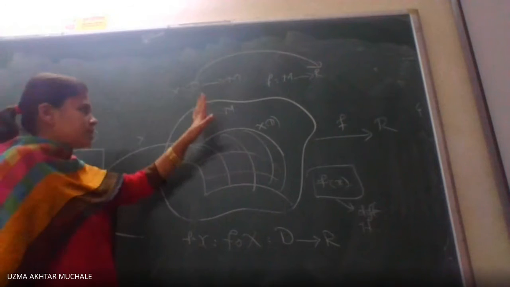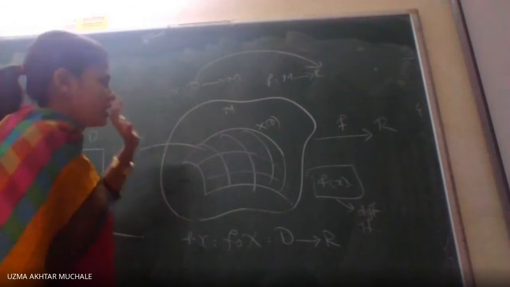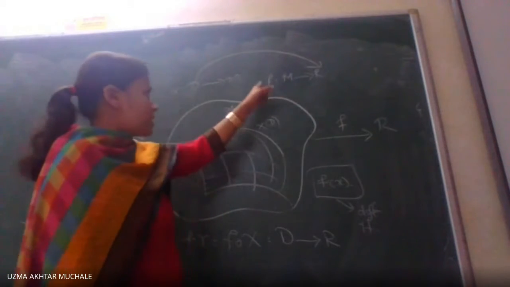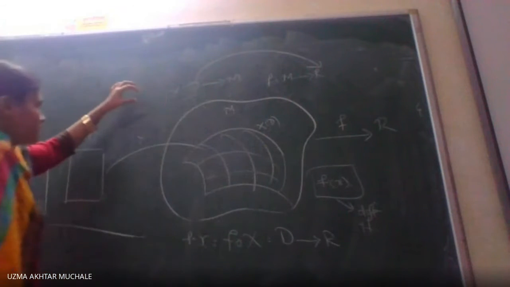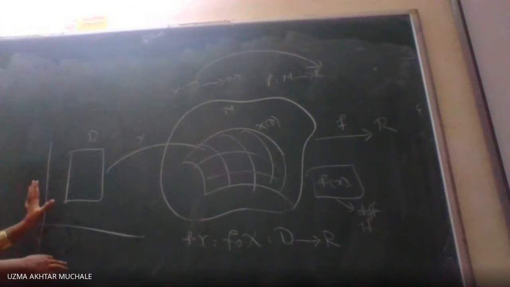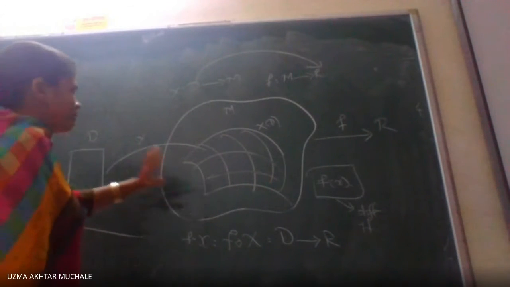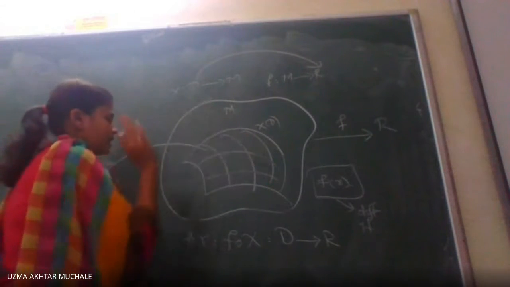Let M be any surface which is a subset of E3, and F be the real valued function defined on a surface M. So what will be the domain? What is the codomain? R. Let X be the mapping from D to M. So X be the mapping from D to the surface M, and it is a coordinate patch in M. That means x of D will be contained in M.